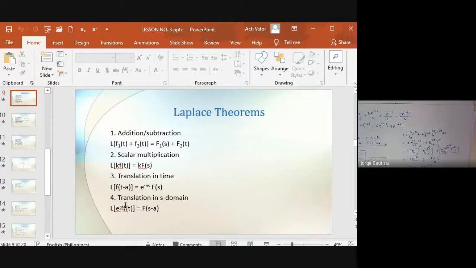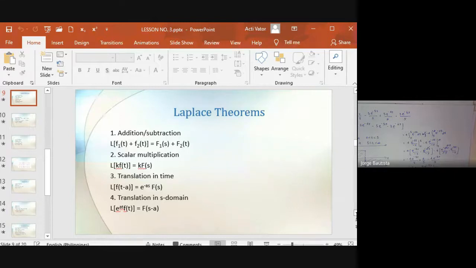Number 4, you have translation in S domain. Kapag yung time domain mo ay mayroong nakalagay na e raised to at, ibig sabihin, kukunin mo muna yung Laplace. Kapag kinuha mo na yung Laplace, you try to replace all the values of S by S minus A. If this one is positive. If this one is negative, S plus A. So that's translation in S domain.